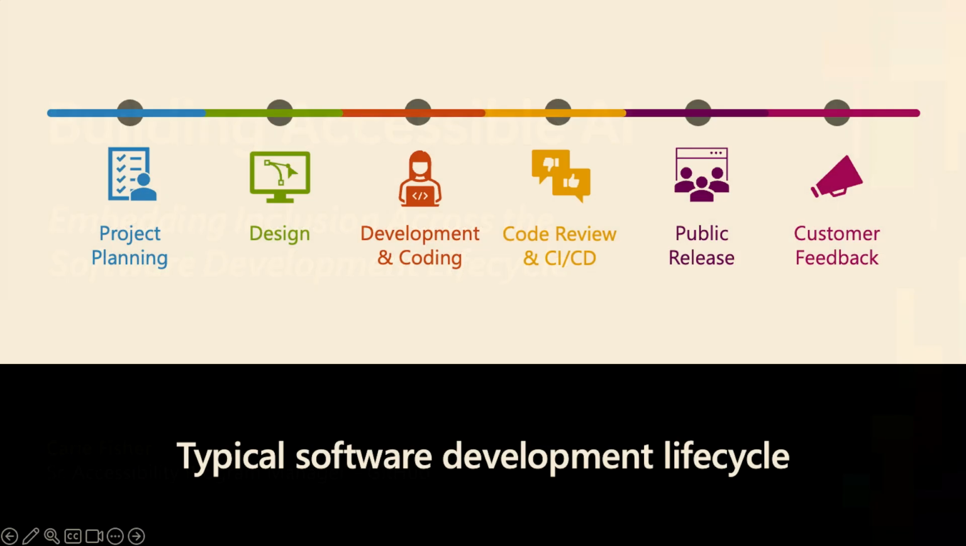Welcome. So first, let's ground ourselves. Here we're seeing the typical software development lifecycle. It roughly goes around the same stages, whatever you call them. They might be slightly different or combined. But typically, you have planning, design, development, code review, and CI/CD, like the automated testing and deployment pipeline that runs before code ships, and then public releases and customer feedback.